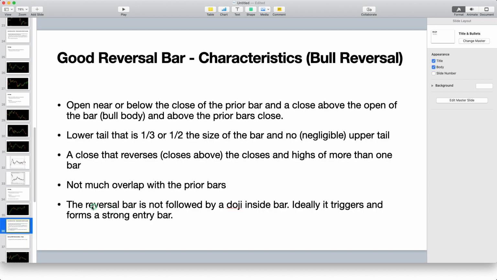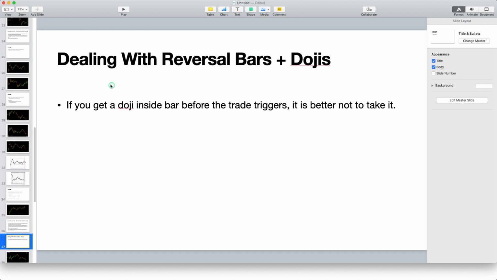The last criteria here is that the reversal bar is not followed by a doji inside bar. Ideally, it triggers right away and forms a strong entry bar. So I'm going to talk about this and break it down so that it becomes more clear. So dealing with reversal bars plus dojis. So Al says if you get a doji inside bar before the trade triggers, it's better not to take it.